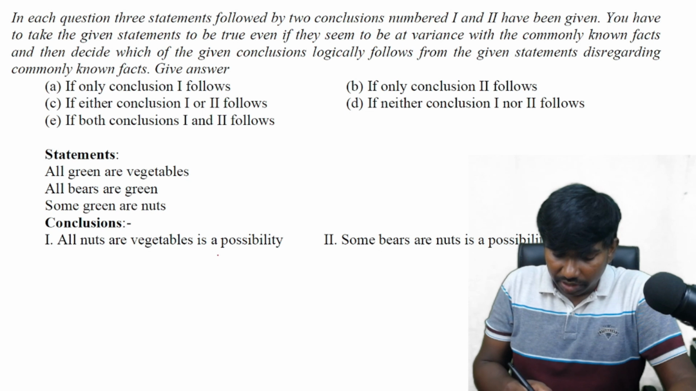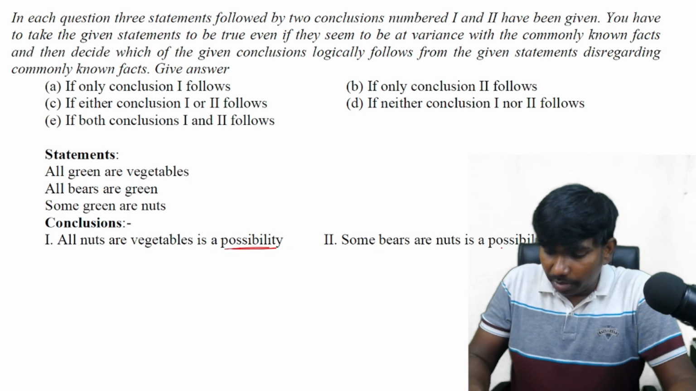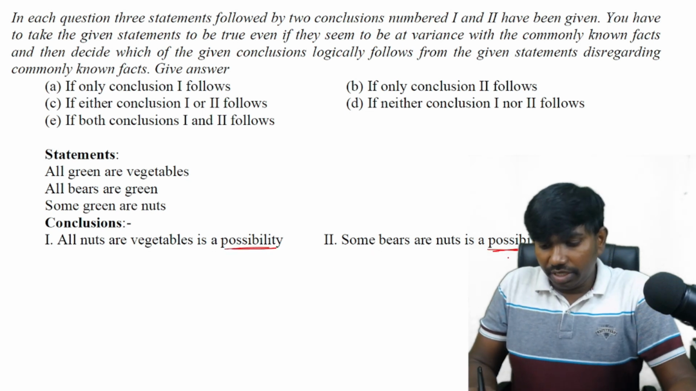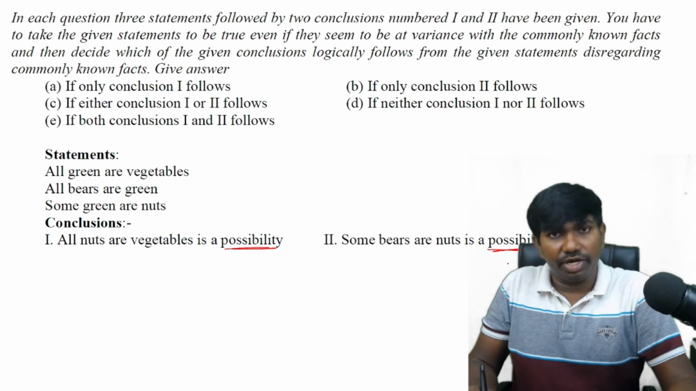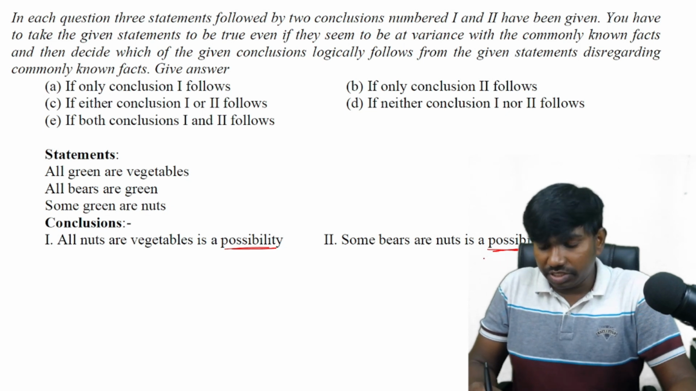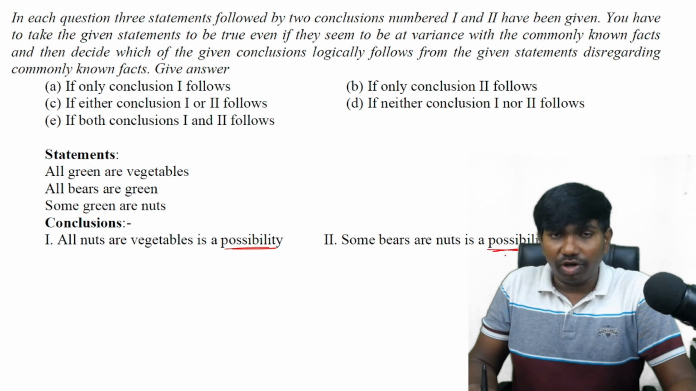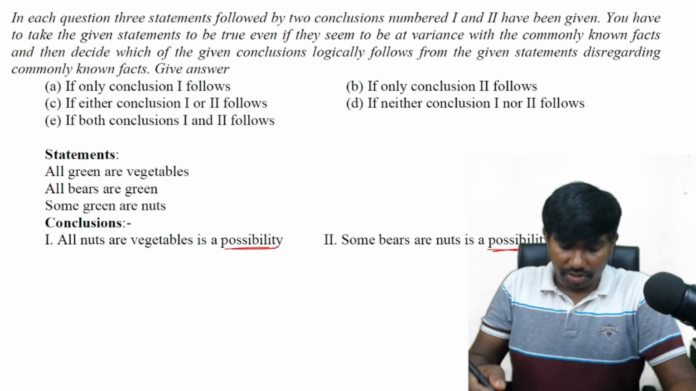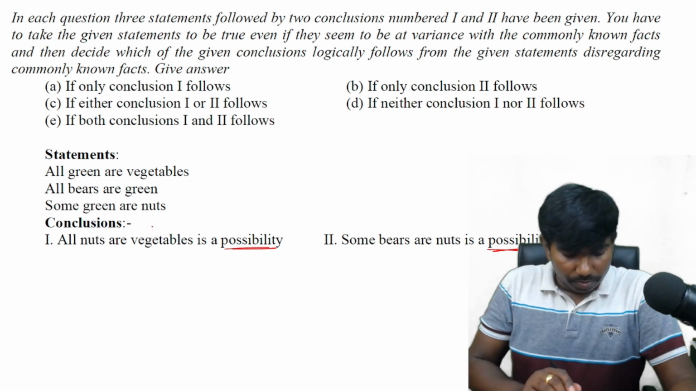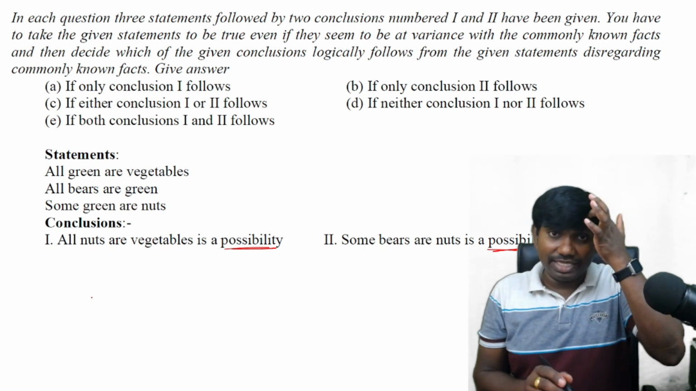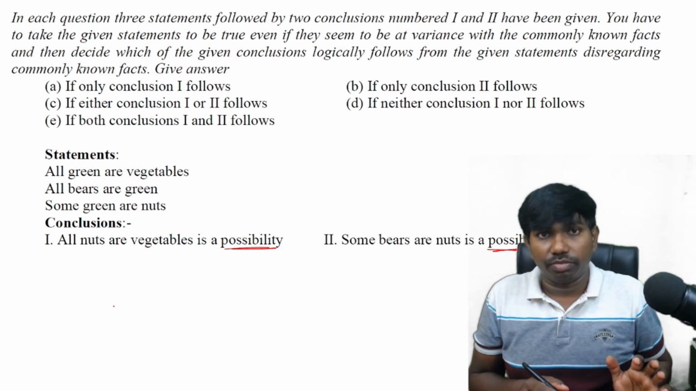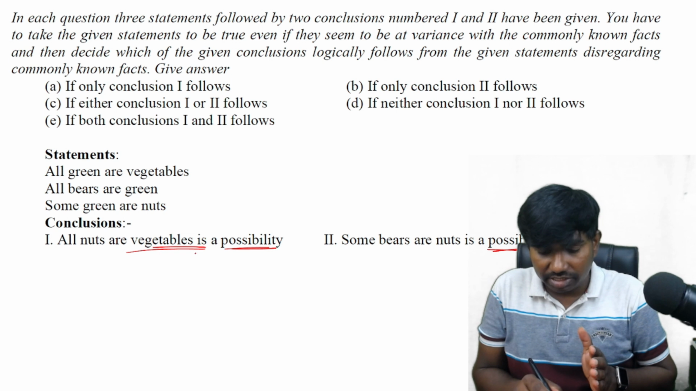Next one. Yes. So see, these conclusions are possibility conclusions. For a possibility conclusion, we don't need to check 100%. We don't need to prove 100%. We just need to prove whether one possibility exists or not. Whether the given possibility exists or not, that's all. No need of an alternate diagram. That means if an alternate diagram exists, then this is true. If its possibility exists, that means it is true.